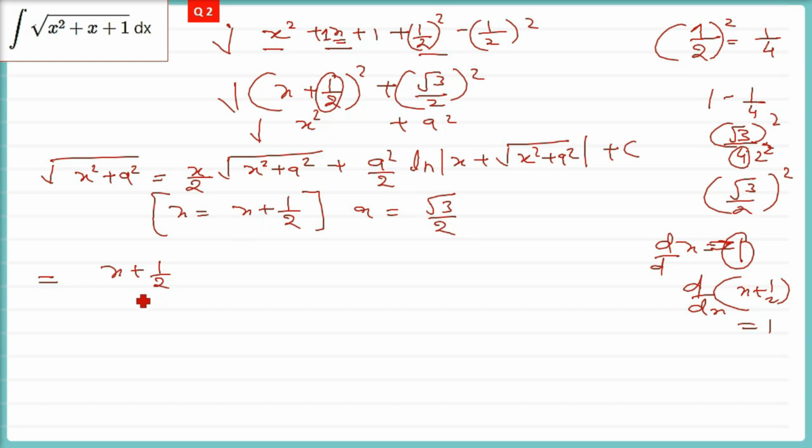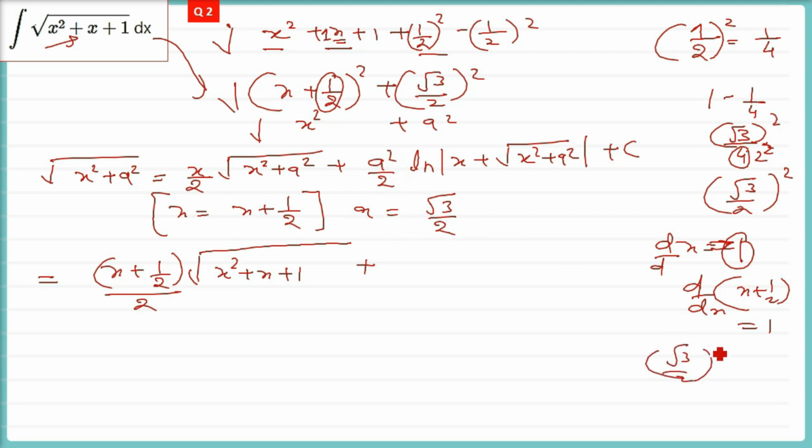x plus half, which is x, divided by 2 under root. Now here, x square plus a square, this has come from where? From this only, x square plus x plus 1. So you can just write x square plus x plus 1 in this case. Then we have plus a square by 2. a is root 3 by 2, so root 3 by 2 whole square was 3 by 4 only. Earlier you have seen. And this has a 2 also in the denominator, so it will get multiplied by 2, 4 will be. So this will be 3 by 8.